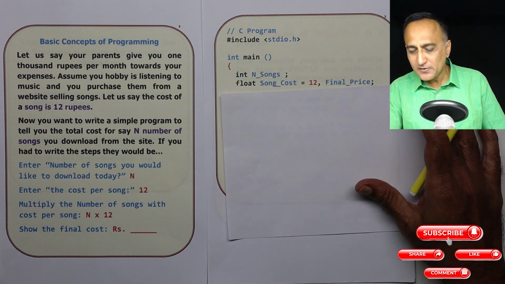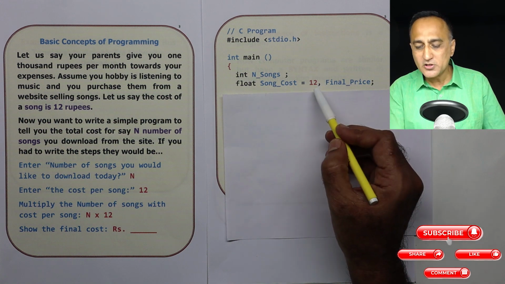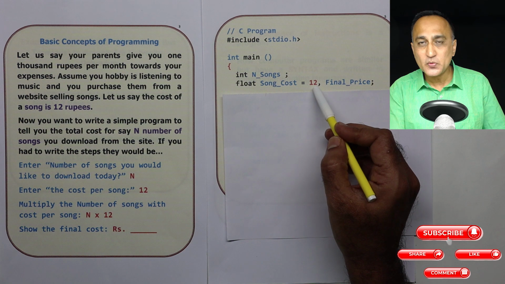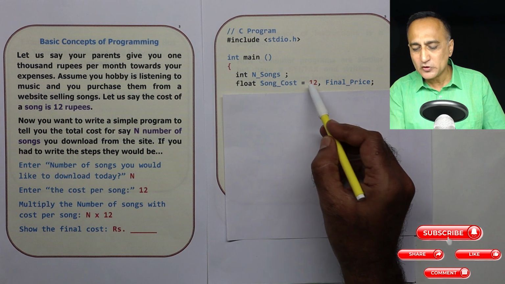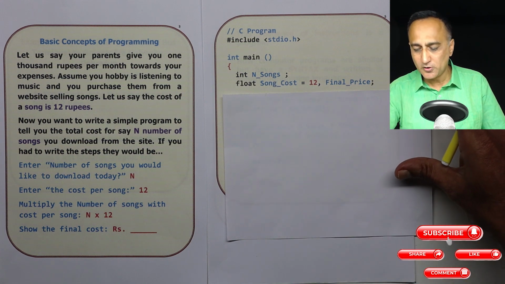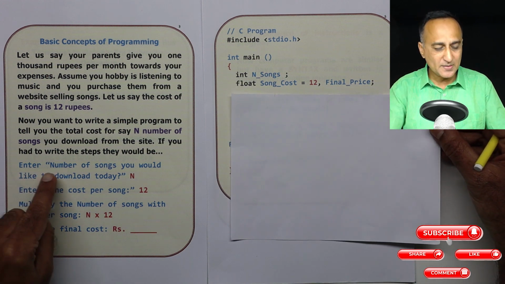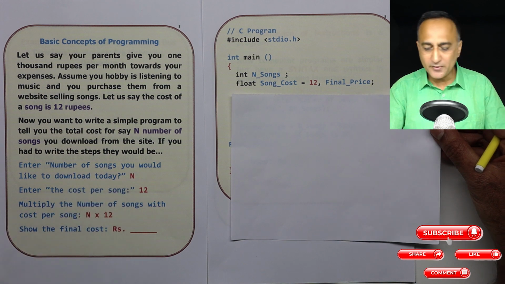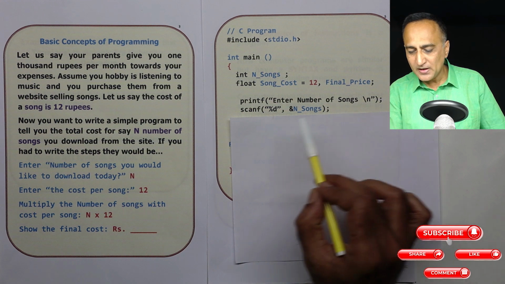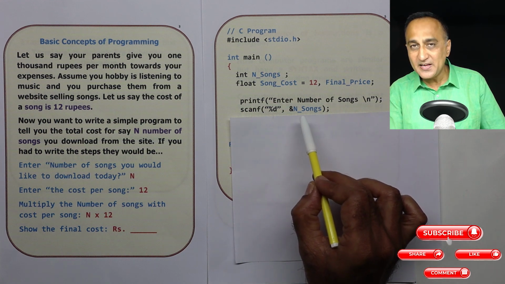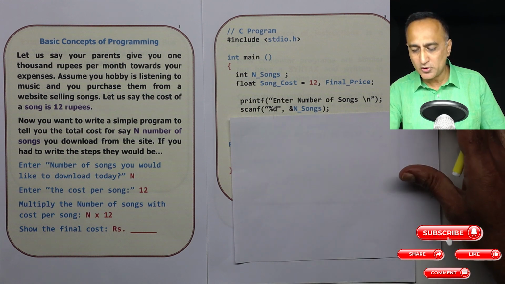Whereas the cost of each song, I have declared it as a real number or a float because the cost can be 10 rupees 50 paise, 15 rupees 20 paise, and so on. And this memory location will hold the result of number of songs into the cost of each song. Now the first step is, here I'm saying enter the number of songs you would like to download. So here I'm asking the user to enter the number of songs, and in the next step I am reading from the keyboard the number of songs the user wants into a variable called number of songs.